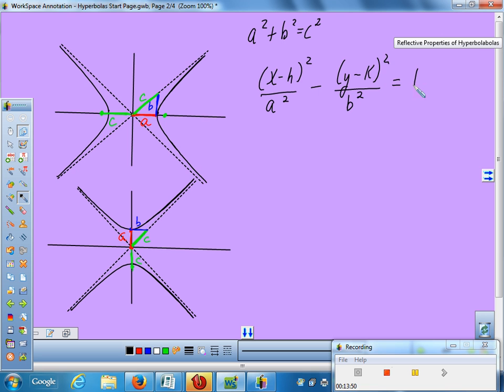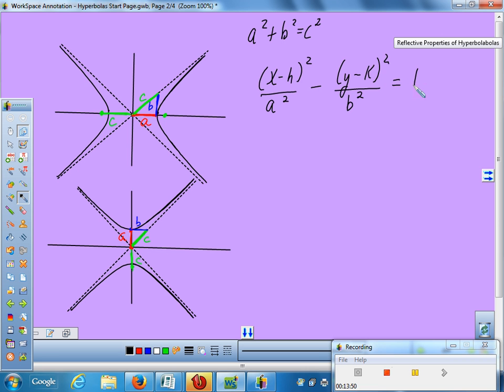It looks almost identical to an ellipse. And he says it's subtracted. See the minus here? Ellipses had a plus sign between them. Hyperbolas are subtracted. Remember that definition said the set of points whose difference in the distances is constant. So hyperbolas have a subtraction sign in them. Otherwise, the formula is identical in that respect.